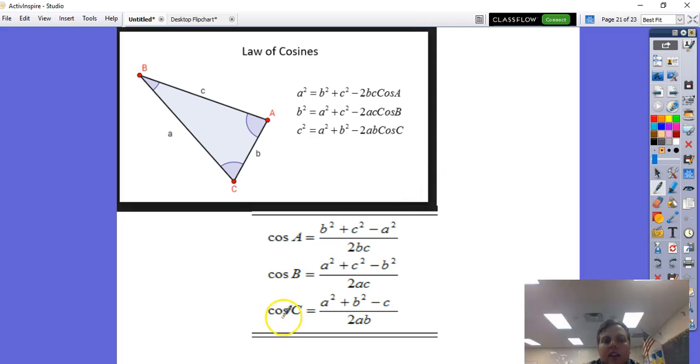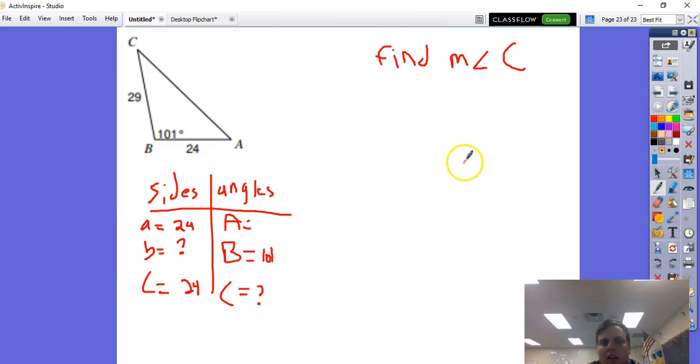So let's go back here and let's see. To find an angle, I have to know side A. Oh, this should be squared. I guess I cut it off. All right, I have to know side A, side B, and side C. Well, wait, do I know all those sides? Do I know all three sides? No. So at the moment, I cannot use law of cosines to find a missing angle.